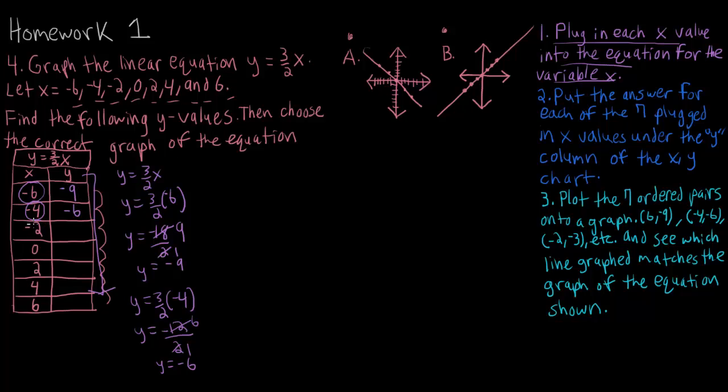Go to the next x value to plug in, which is -2. So y equals 3/2 times -2. 3 times -2 is -6 over 2. 2 goes into itself once. 2 goes into -6 3 times. y equals -3. Let's plug in the 0. y equals 3/2 times 0. Any number times 0 is going to end up being 0. So we have 0, 0, which, as we know, is the origin.